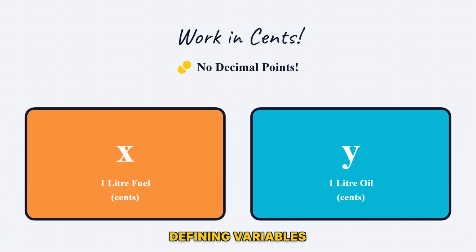Let's choose our variables. To avoid dealing with annoying decimal points from the dollars, we can work purely in cents. Let the cost of 1 liter of fuel be x cents, and let the cost of 1 liter of oil be y cents.